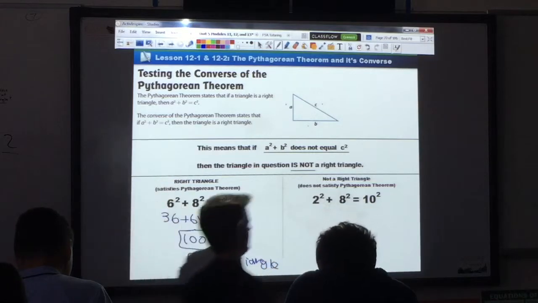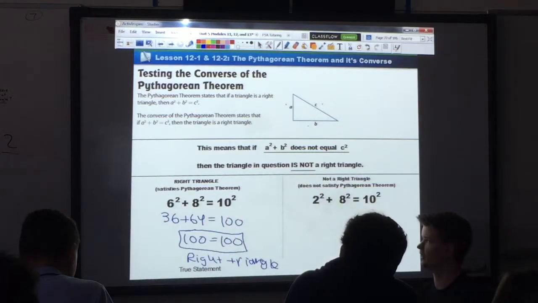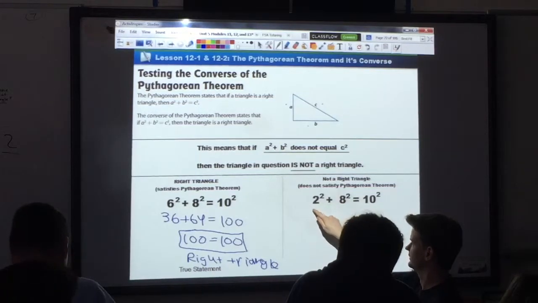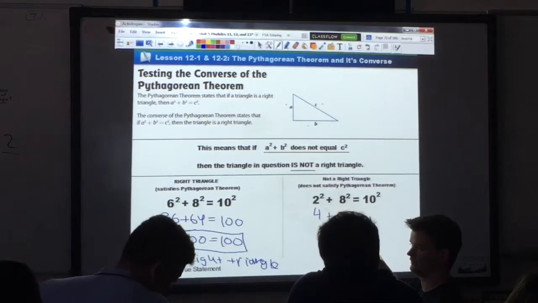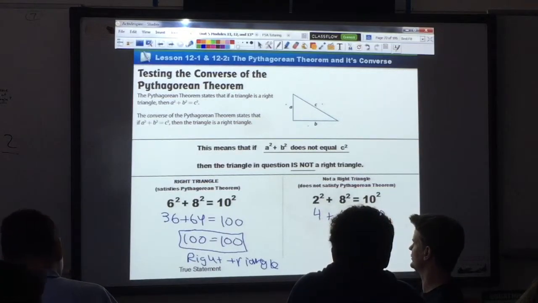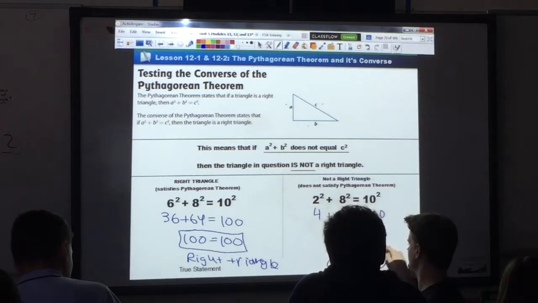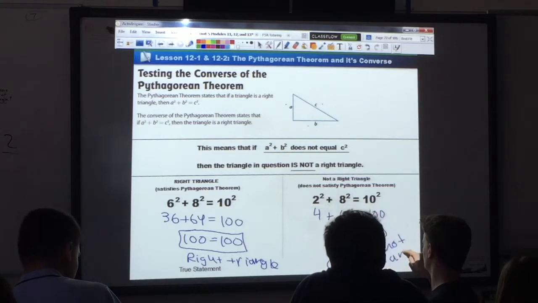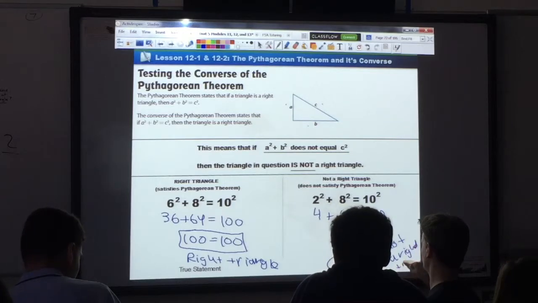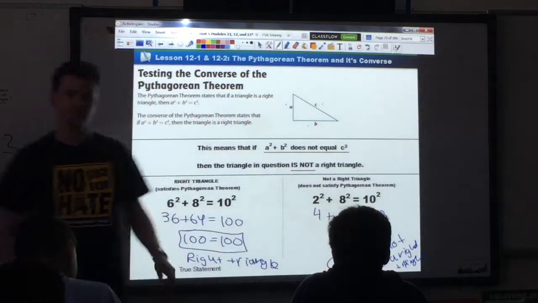If you do this and you get a false statement, what do you think? It's not a right triangle. What's 2 squared? 4. What's 8 squared? 64. Equals 10 squared is 100. We add these together. 68 equals 100. Is that true or false? That is false. So this is not a right triangle. This is not hard. It's just true or false statements.